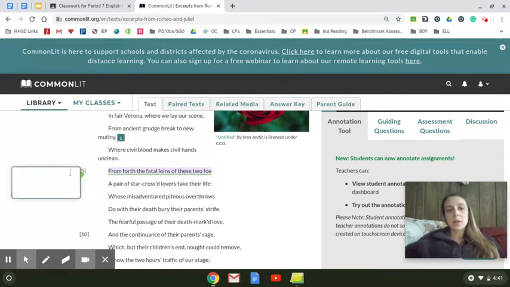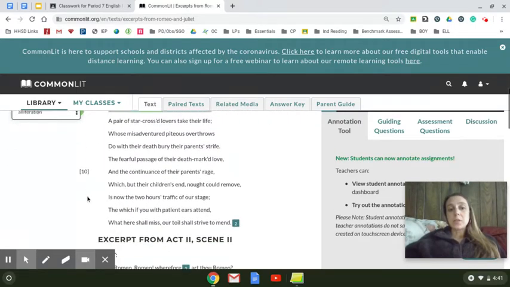So here, it was asking me to look at figurative language, and this line says, "From forth the fatal loins of these two foes," which is 4 different words that start with the letter F sound. So this is actually alliteration. So I want to think about how alliteration is contributing to a theme or a message.